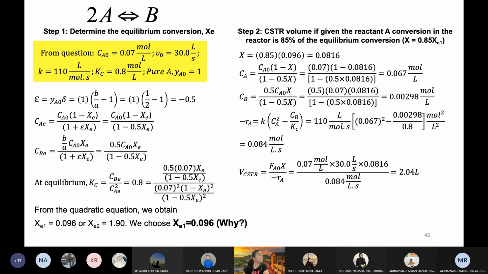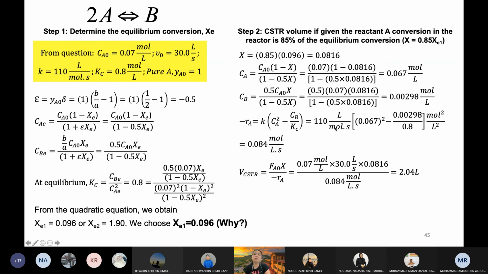So for example, in this case, the x, if you press your calculator, you will get either 0.096 or 1.9. So theoretically, you terus tahu 1.9 tu tak possible sebab tak mungkin conversion 190%. So the most possible one is below than 1. So you choose the XE1 as 0.096. So done on question number 1.